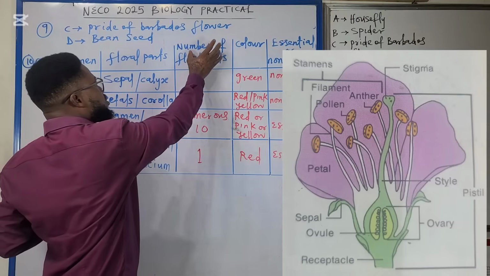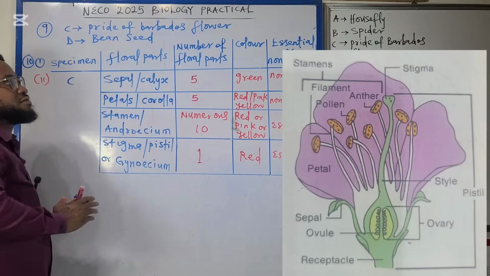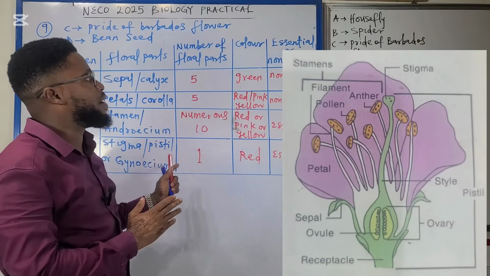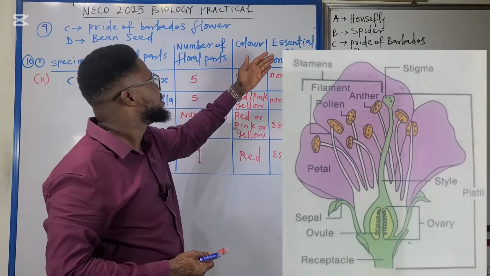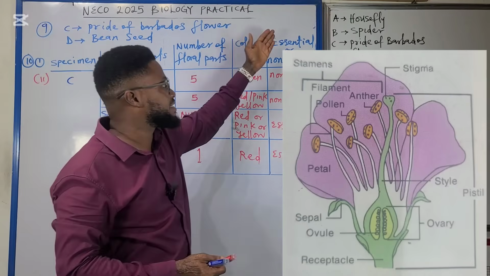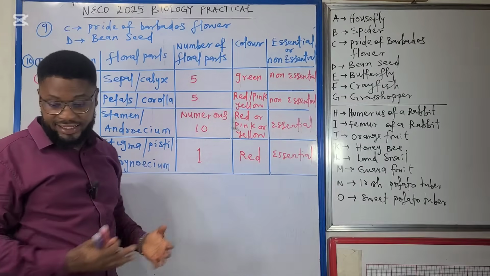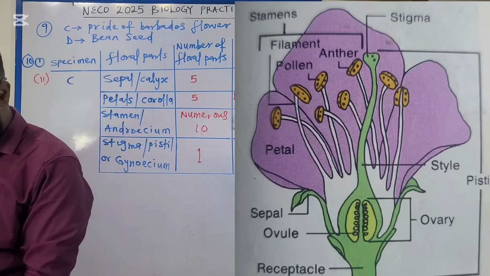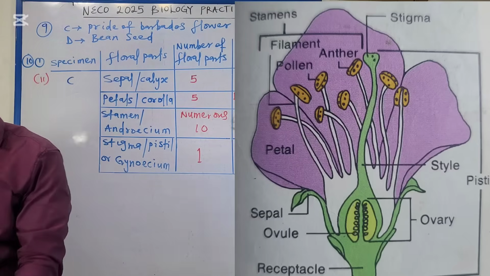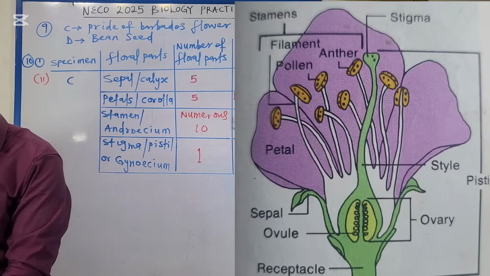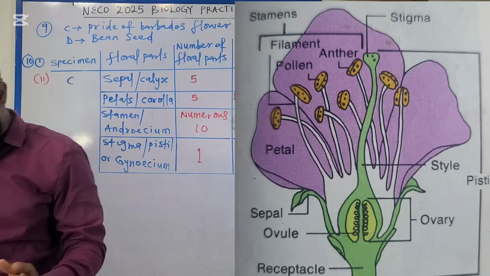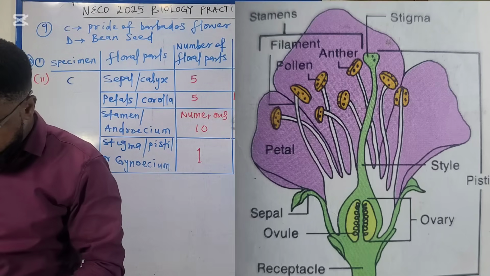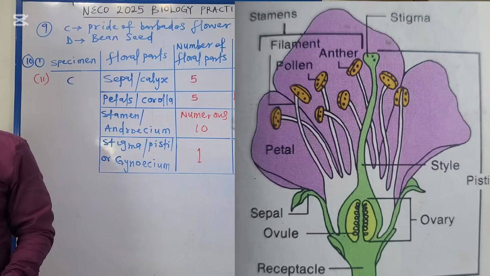You should tell us the number of the floral parts that you have, the color of those floral parts, and should state maybe whether those floral parts are essential or non-essential. You can see in the structure of flower that you have your pistil, stigma, the stamens, the anther, the pollen grain, the receptacle. You also have the calyx at some points there.